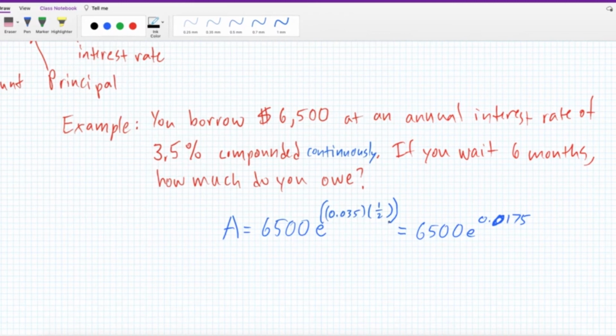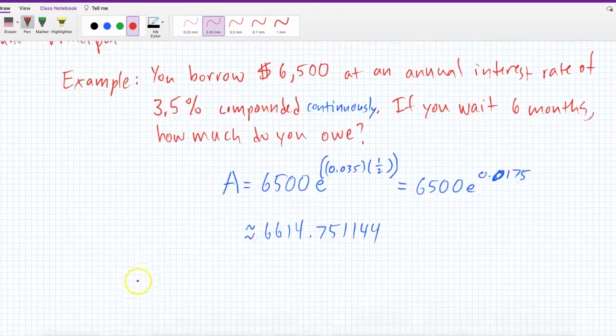If I have one that can do everything at once, then I'm just going to do 6,500 times e to the 0.0175, or to the 0.035 times 1/2, all in parentheses. And what I end up with is 6,614.751144. It goes on forever, but this is enough to look at for our problem right now.